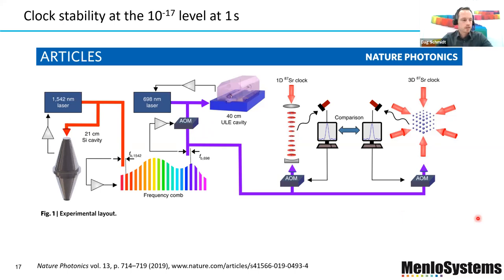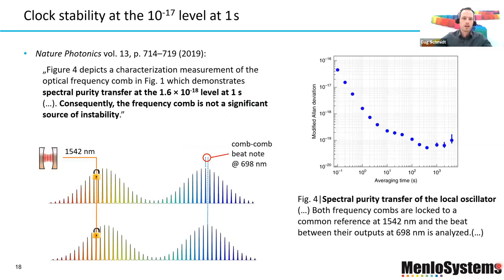All right. And of course, in such a complicated setup, you're always worried about, yeah, what is the overall frequency stability? Where's the bottleneck? Is maybe the frequency comb here the bottleneck? And of course, they wanted to check this, and they did. And I wanted to show you here the direct quote from the paper, of this Nature Photonics paper. And it says, Figure 4 depicts a characterization measurement of the optical frequency comb in Figure 1, which was the setup, which demonstrates spectral purity transfer at a 1.6 times 10 to the minus 18 level at 1 second. Consequently, the frequency comb is not a significant source of instability. Just to remind you, the overall clock stability was at the 10 to the minus 17 level. So the frequency comb is a factor of 10 better here at 1 second. And here you see the data to prove what I've just said.